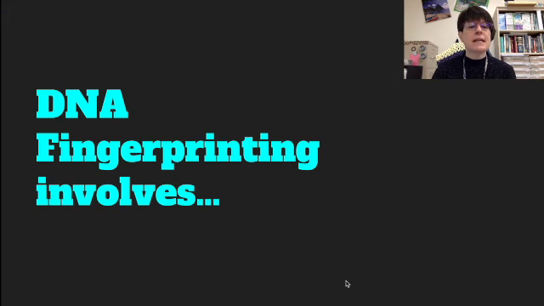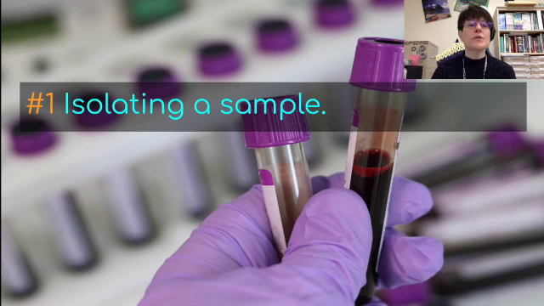So what does DNA fingerprinting involve? We're going to be doing a lab in class that kind of simulates going through this process. So the first thing you have to do is you have to isolate a sample, usually a blood sample or a hair sample. Those are commonly used.